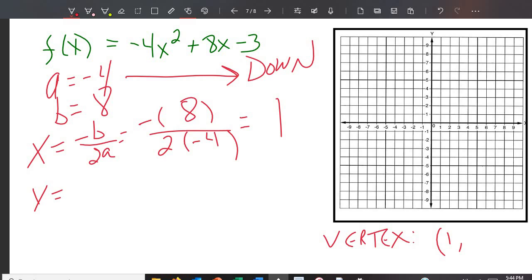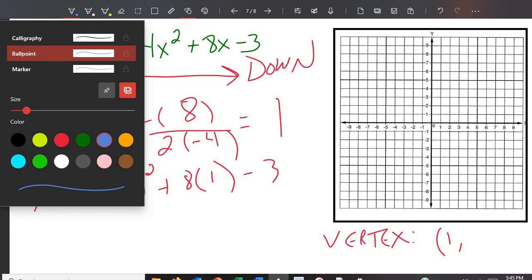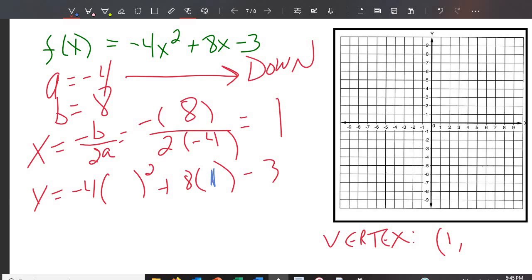To find y, we're going to plug 1 in everywhere the x is. So 1 goes here, 1 goes here. So we get negative 4 plus 8 minus 3. 4 minus 3, which is 1. So my vertex is at the point 1, 1, right here.